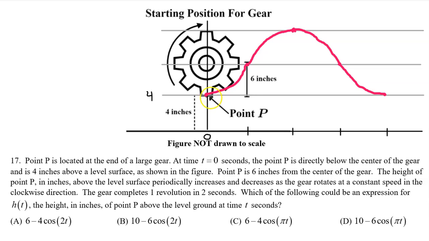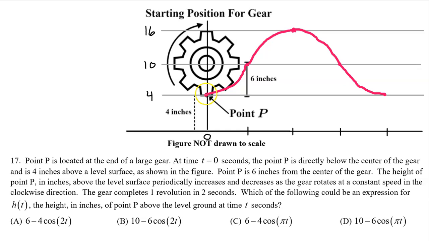Point P starts here at its lowest height above the level surface, a height of 4 inches. Then it begins to rise. At a certain time, it's going to reach its middle height, which will be 6 inches above its lowest height. So 4 plus 6 is 10, so the middle height will be 10. Eventually, it will reach its maximum height. The radius is 6, so it'll be 6 inches below the middle value and then 6 inches above the middle value. So that maximum height will be 16.